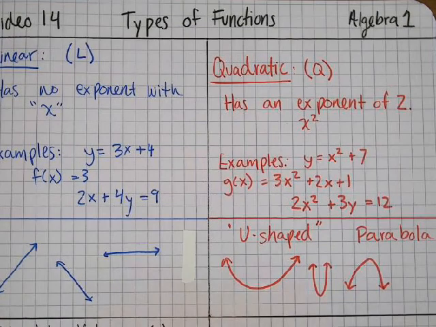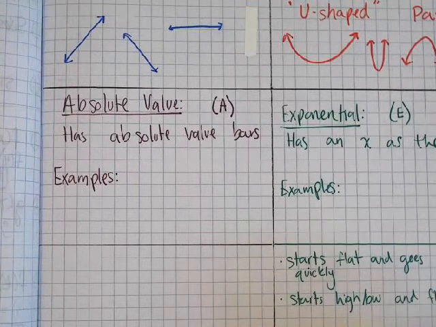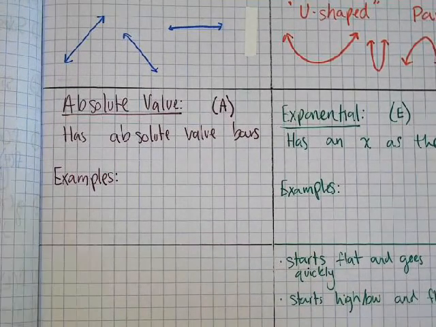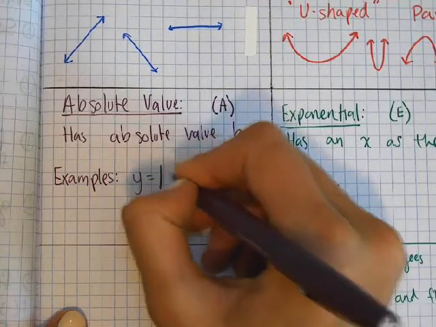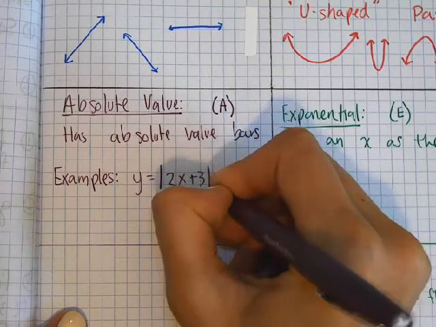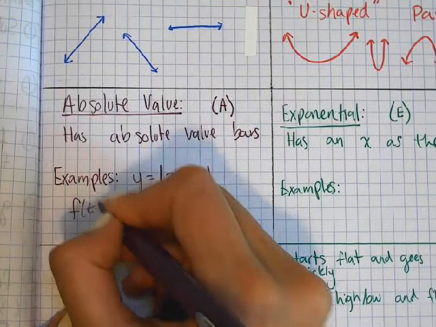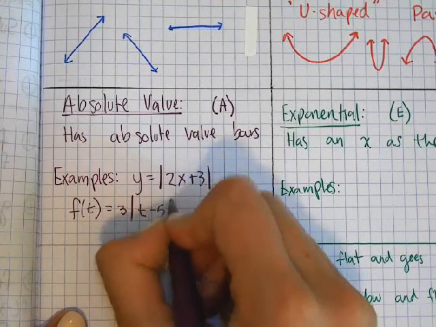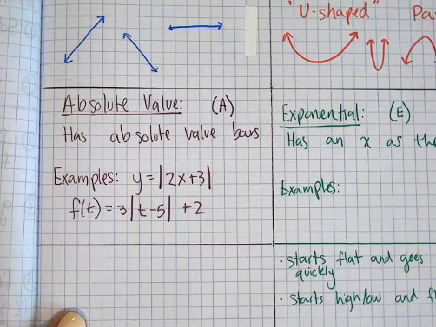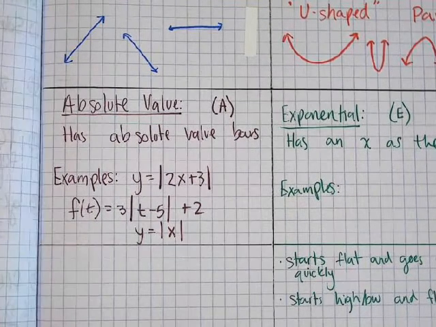Okay, moving on, our next type of function is absolute value, okay? And this one's really easy because absolute value equations have absolute value bars, okay? Those are pretty easy to find in an equation, okay? We've just got those absolute value bars. Maybe something a little bit more complicated. Okay, or we could just have y equals the absolute value of x.